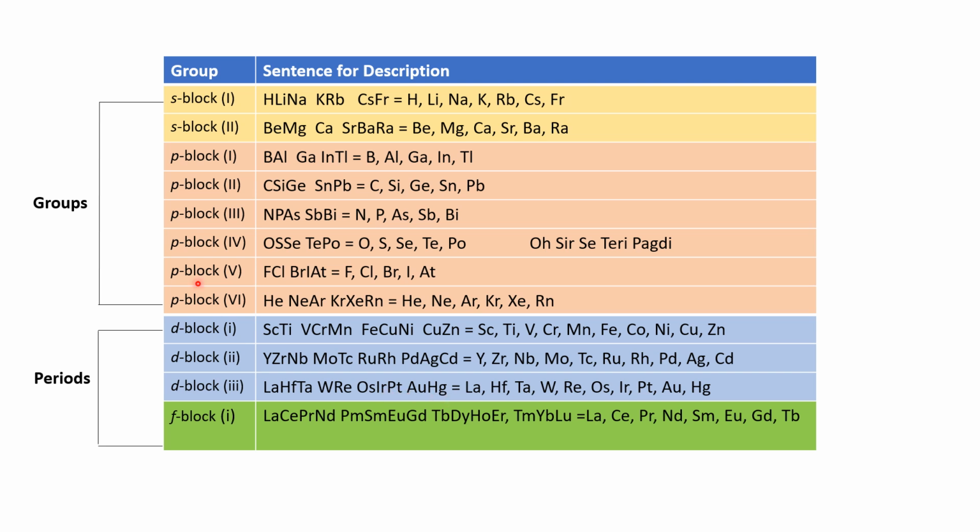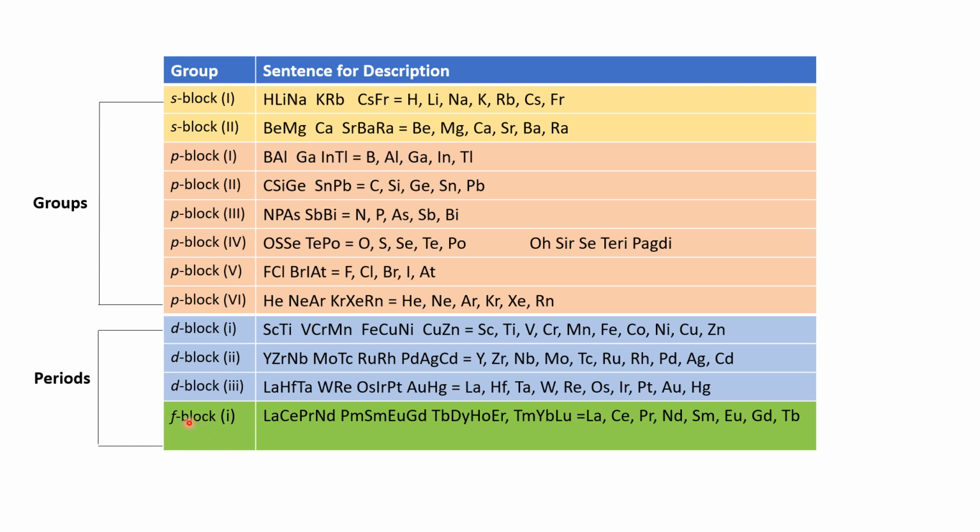La Hafta for lanthanum, hafnium, tantalum, and this Vari for tungsten and ruthenium. Then this Os Airpat, that is osmium, iridium, this platinum, then OHAG for gold and mercury.